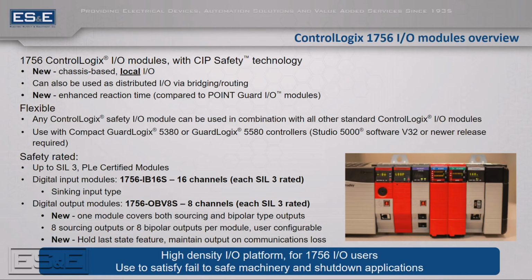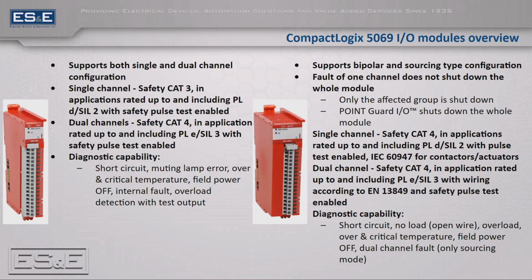ControlLogix has two primary flavors, like we said. The digital input is a 16-channel input. We're not going to go through all the various things, but it is new that it now allows it into the local chassis. And then it has the 8 output module. This is in comparison to the 5069 platform, that Compact Logix, the smallest form factor that we offer. The 5069 platform allows you to work with a performance level d SIL 2 or a performance level e SIL 3 type environment, and that is strictly based off of the configuration of your individual card setup. For 5069, it is only an 8 input and an 8 output.